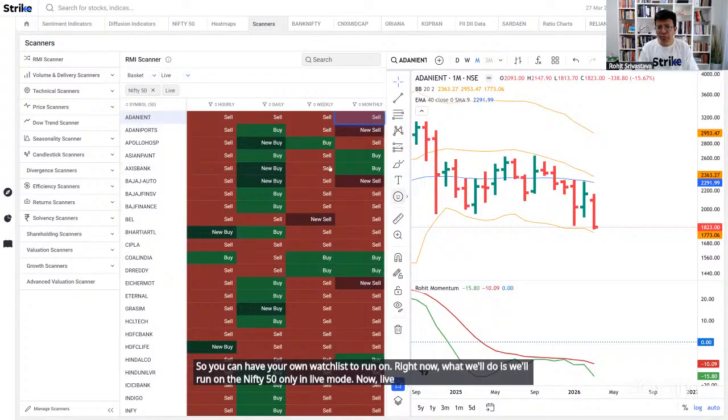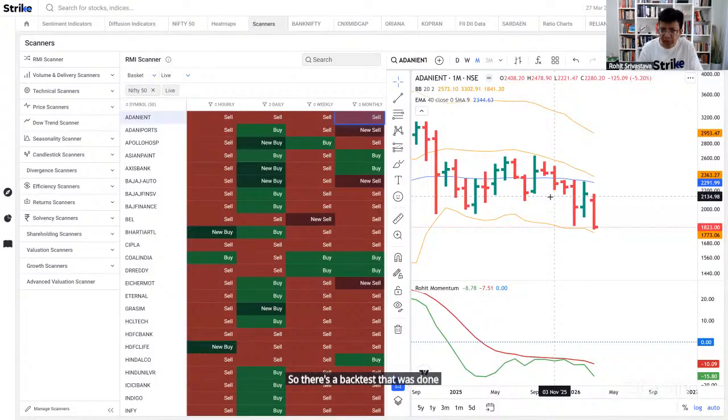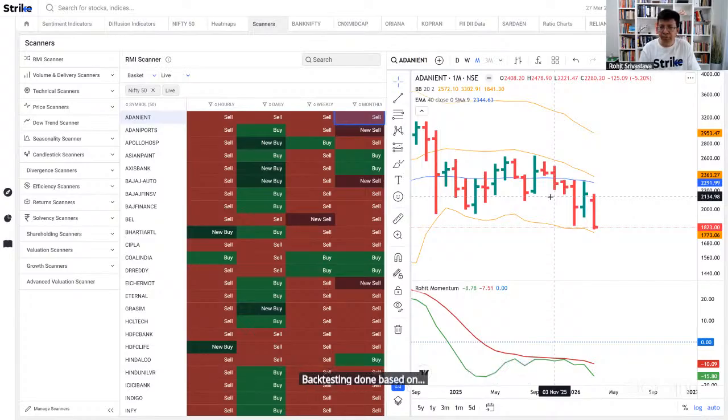Now, live mode is important because I want to know where the signals will come today, right? I don't want to trade on yesterday's signals. Why don't I want to trade on yesterday's signals? So there's a backtest that was done, in any backtesting book, or you may have read various research papers, a backtesting done based on what happens overnight.